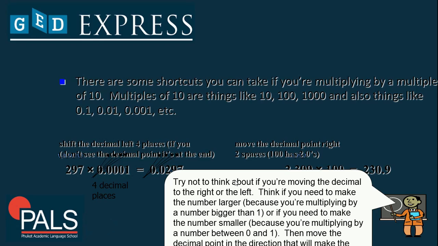Now, there are some shortcuts you can take if you are multiplying by a multiple of 10. Multiples of 10 are things like 10, 100, 1000, and so on. Now, the same is true with 0.1, 0.01, 0.001, and so on. For example, in this problem, 297 times 0.0001, that will be equal to 0.0297. So we shift the decimal left 4 places, and that will be all.